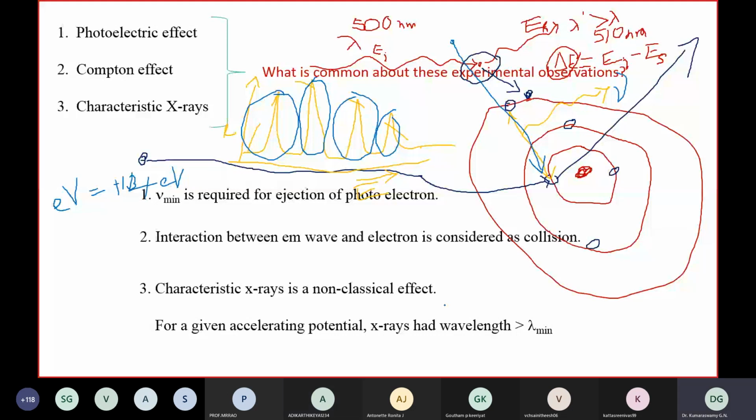These core orbitals are filled with de-excitation of electrons from the outer orbitals.